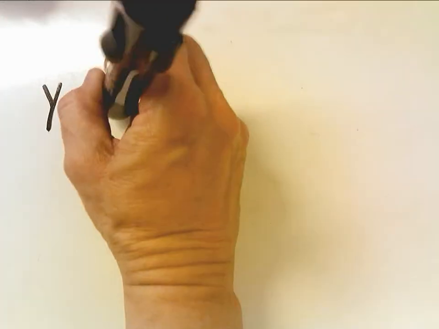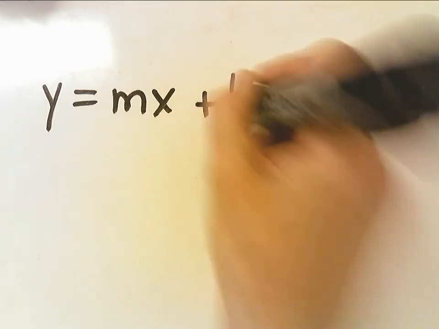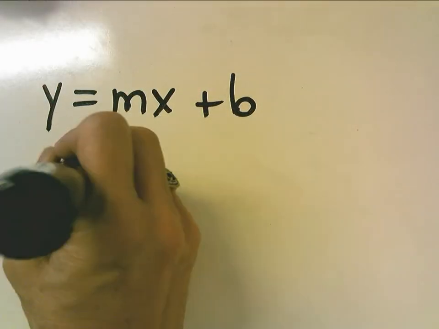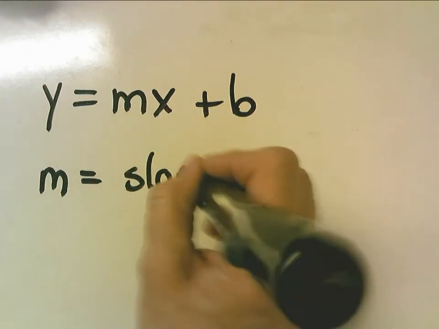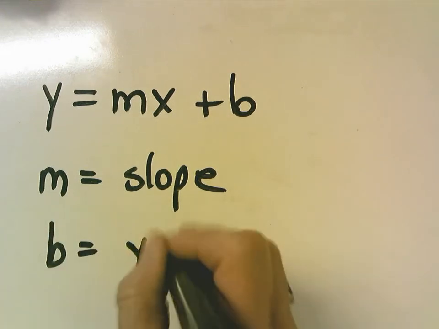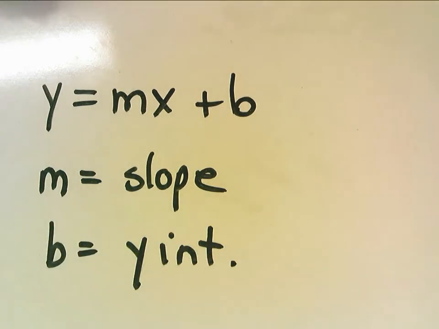Okay, if you turn to page 12 in your 4445 packet, we're going to go over the slope-intercept form. Now, the slope-intercept form is y equals mx plus b, where m is your slope and b is your y-intercept. You need to know that. I will ask that question on a quiz. Y equals mx plus b, m is the slope, b is the y-intercept.